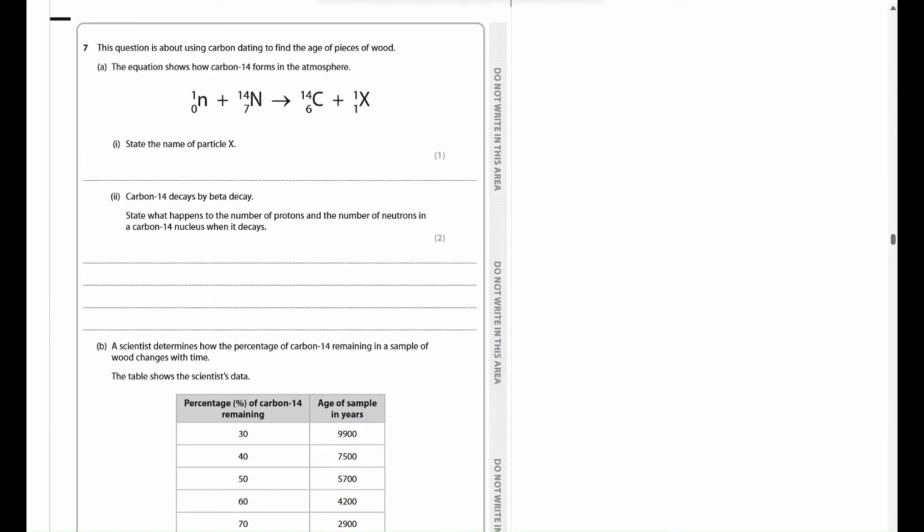Okay, now we have a nuclear physics question. We're asked what particle X is. It's got a mass number of 1, an atomic number of 1. You should hopefully know that's a proton. Okay, the atomic number is how many protons it has. It has 1 proton, mass number of 1 as well.